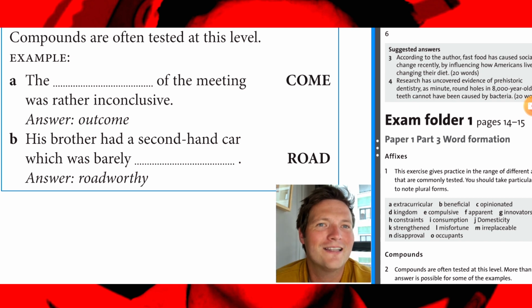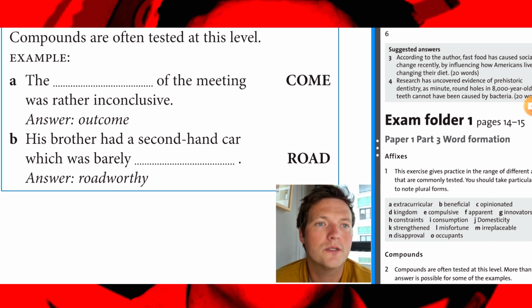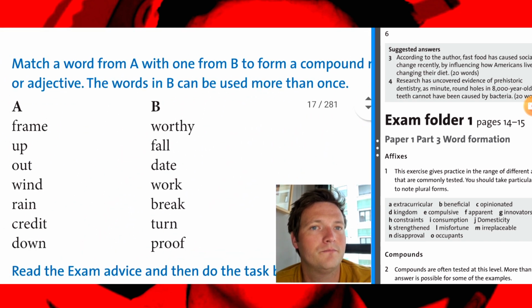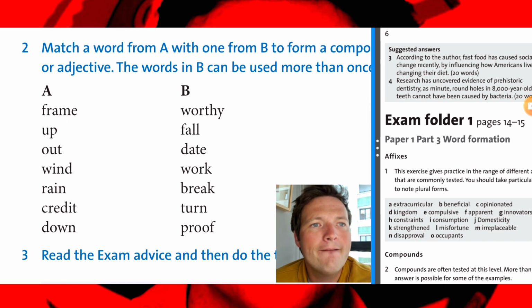His brother had a second-hand car which was barely roadworthy. It wasn't worthy of being on the road. It wasn't fit to be on the road. Right, okay, sorry about that, but you got the idea. Those are a compound noun and a compound adjective that we had there.